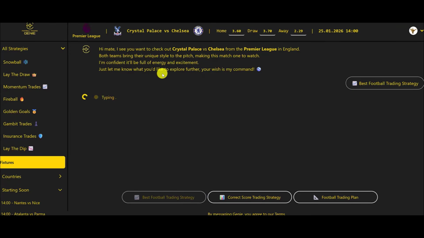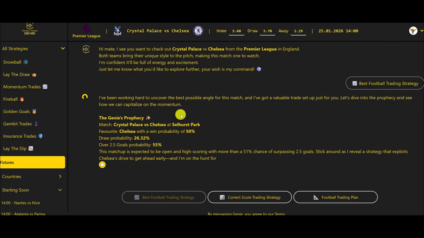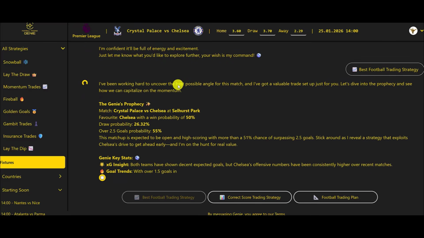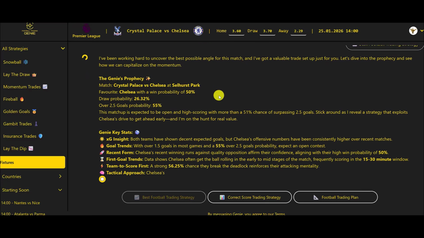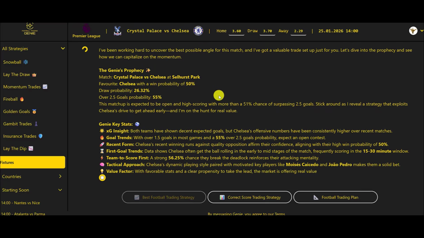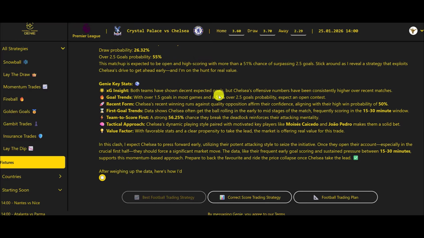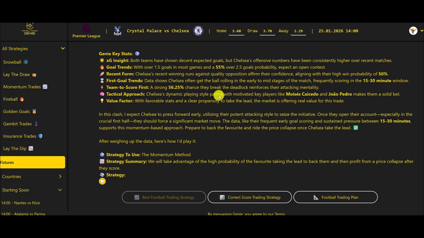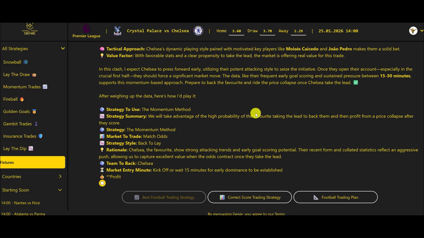You load up the same match, Crystal Palace versus Chelsea, and you just click on best strategy, and it's going to give us what it feels is the best possible angle for this match. Okay, so we will check out that best possible angle, and obviously if you agree, then you can trade it. If you don't like the look of it, you can move on to check out another match, and so on. So let's have a look at this.